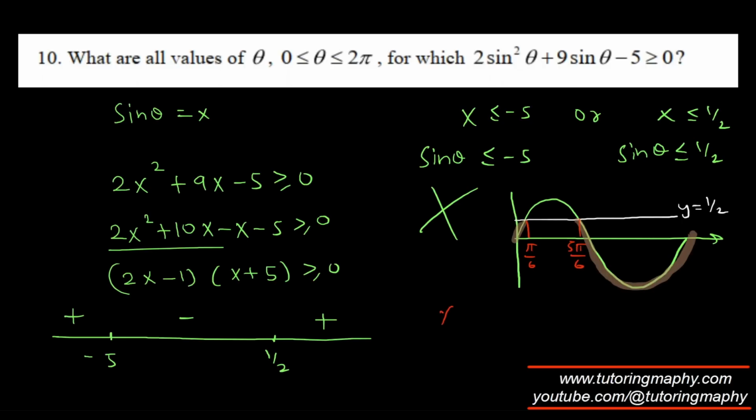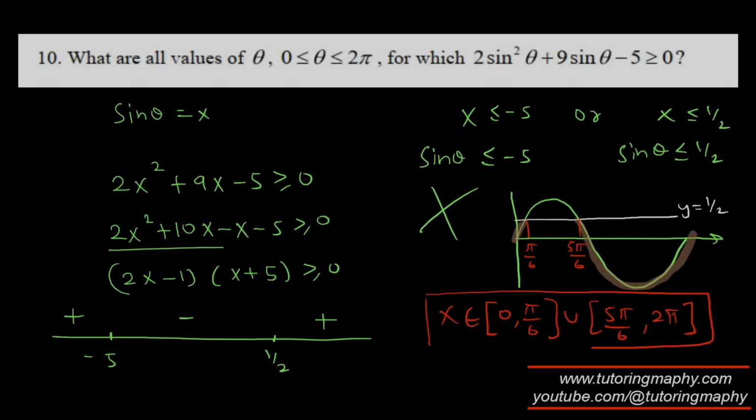So the answer is x is an element of, 0 is allowed. And remember, equal to 1 over 2 is also allowed. So these are also the solutions. So 0 to pi over 6 union 5 pi over 6 to 2 pi. That's the entire solution for this particular question.